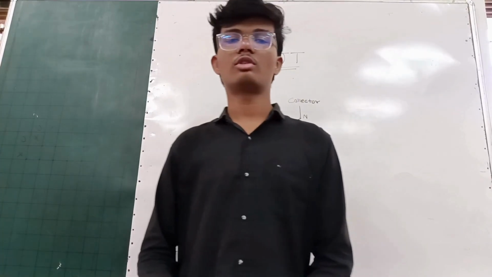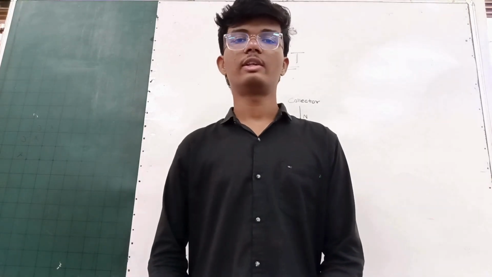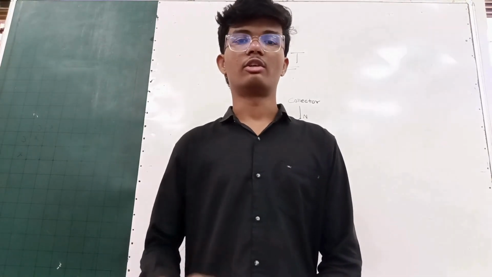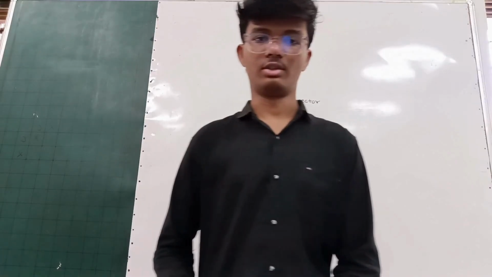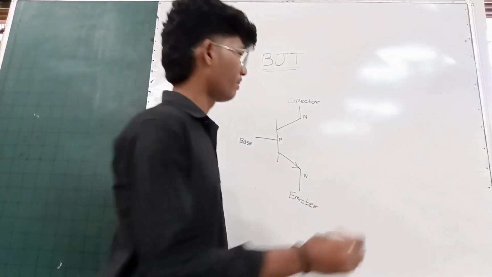Now we'll see the modes of operation of BJT. There are three modes of operation in any BJT: cutoff region, active region, and saturation region. Firstly, we'll see the cutoff region.